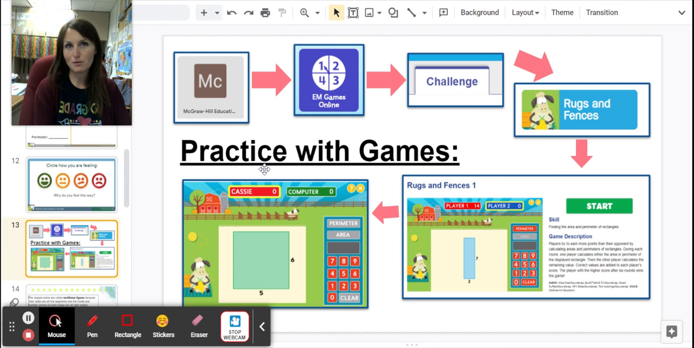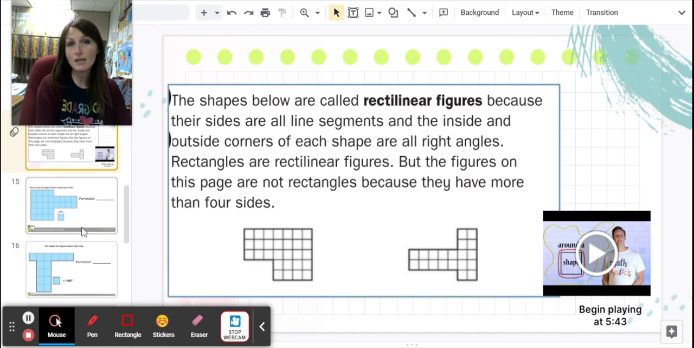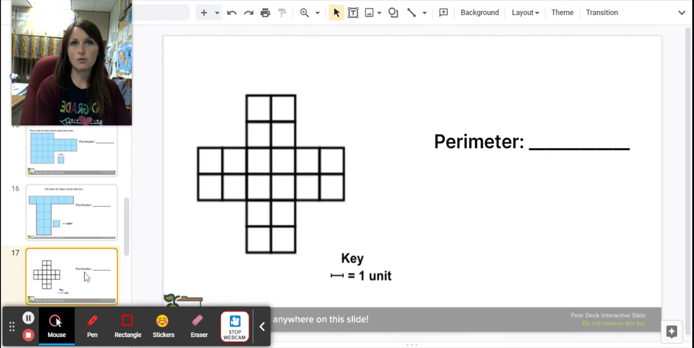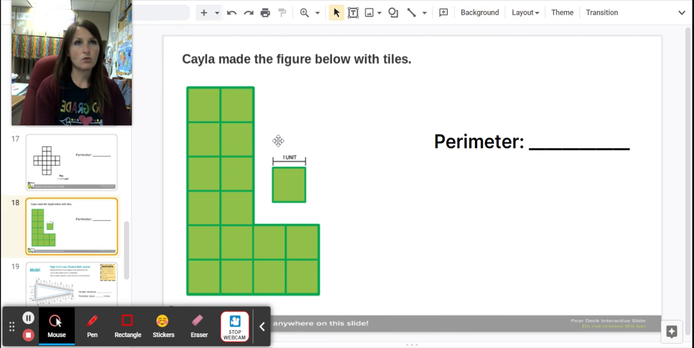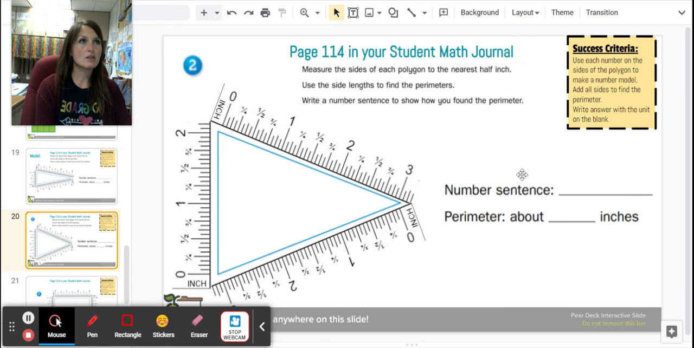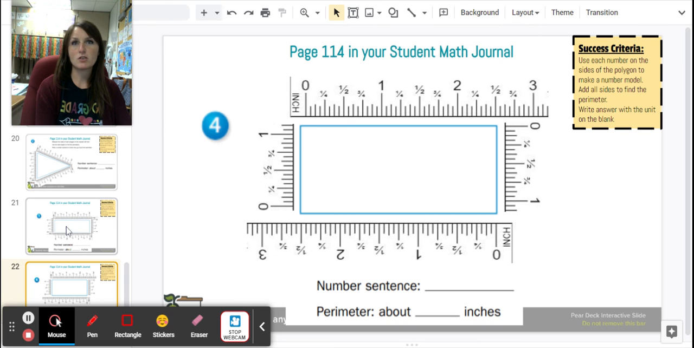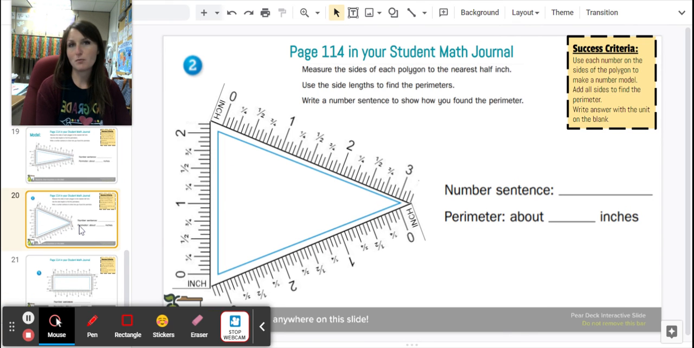Reflect, and again, here are some more games you can play with rugs and fences. And here's just like the evaluate question with rectilinear shapes that you can go through and practice. And then here are some problems where you have to use the rulers to measure. This is an old problem that we've done before, but these are here if you would like different types of polygons that are not just rectangles. You can try some triangles here too.